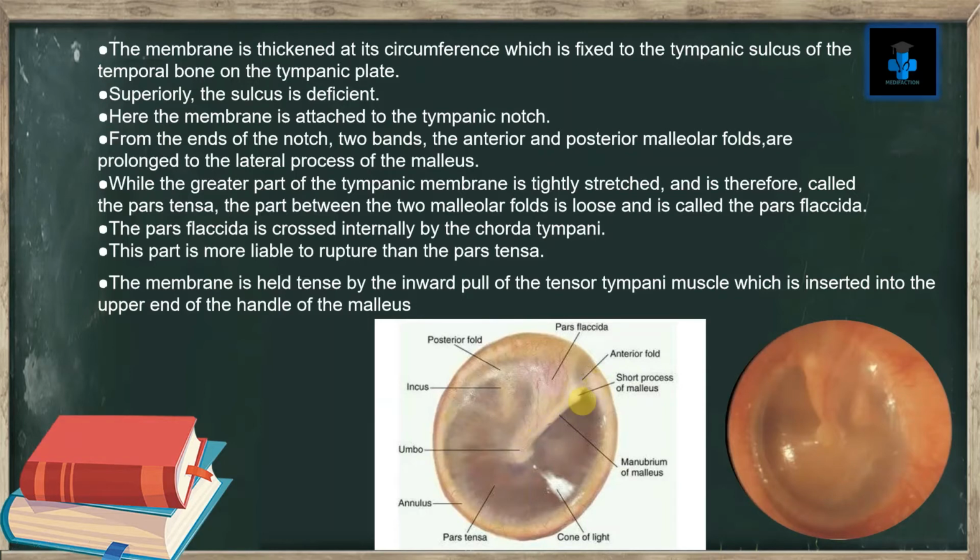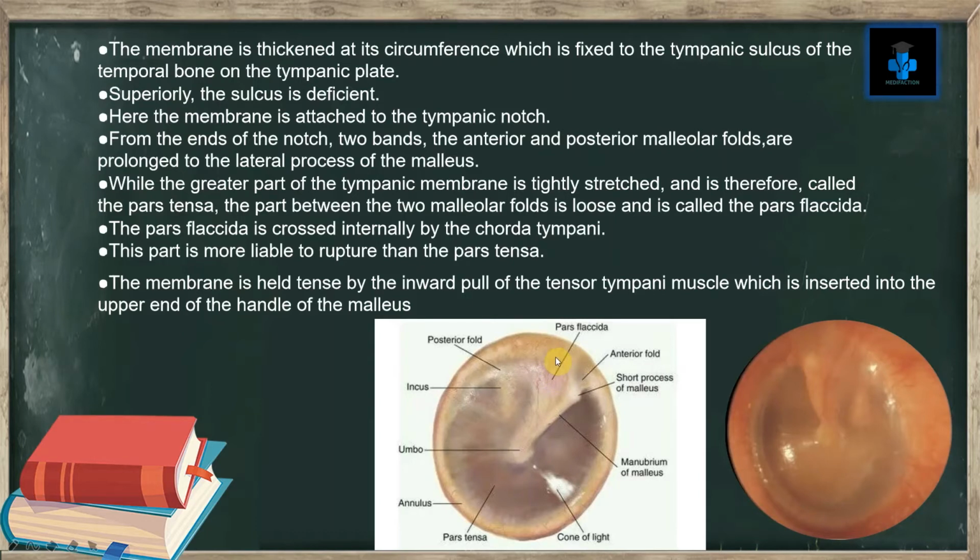While the greater part of the tympanic membrane is tightly stretched and is therefore called the pars tensa. This right here is the stretched pars tensa. The part between the two malleolar folds is loose and is called pars flaccida. This is the pars flaccida.